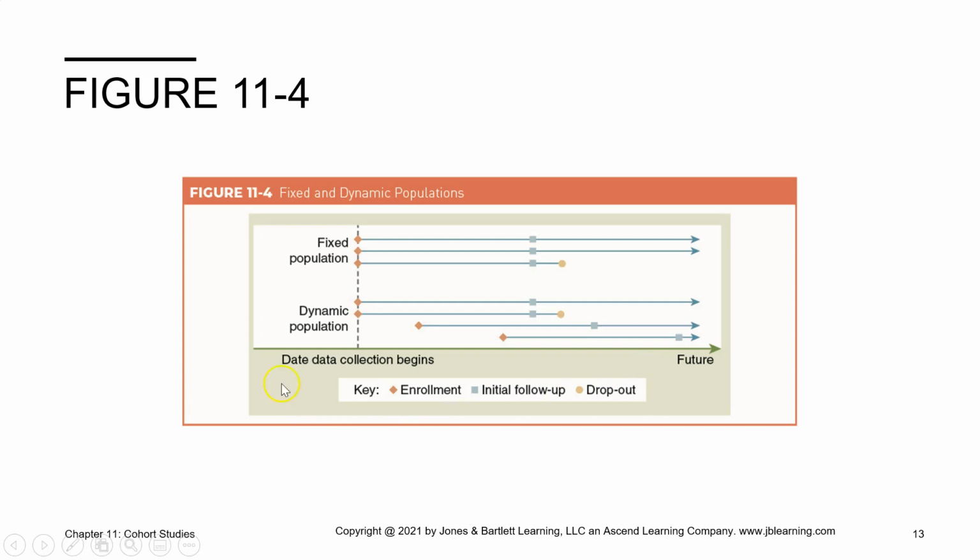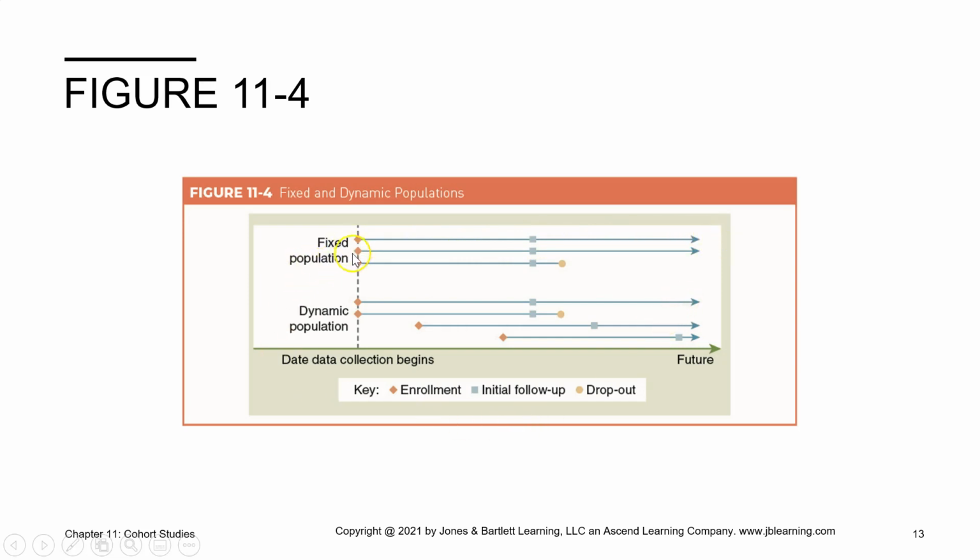Here, if we look at where data collection begins in our figure, the diamonds are the enrollment, the bluish gray squares are the initial follow-up, and then the circle is the dropouts. If we have a fixed population, we have these three scenarios here. Everybody started at baseline. So here we have a fixed population, then the data is collected at the initial follow-up, and then we continue to follow them.